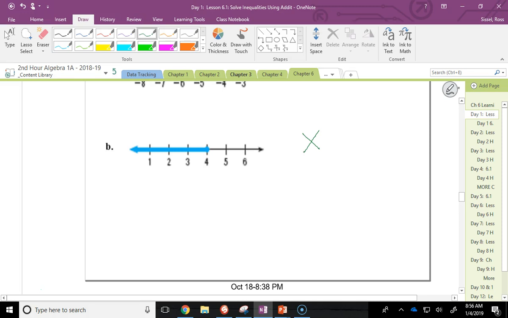What do you think, Jackson? Is it going to be less than or greater than? It is less than. Now, is it less than or equal to? Good. Solid dot. And what number did we start with? We started with 4. So your answer is x is less than or equal to 4.